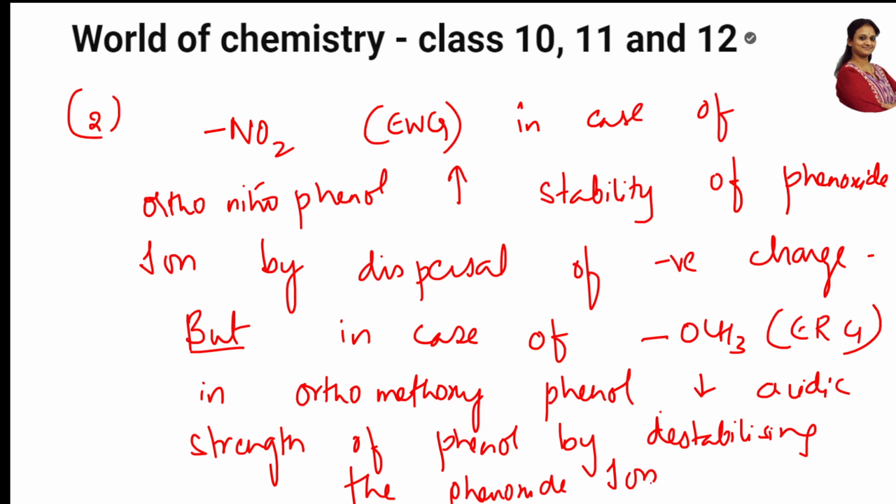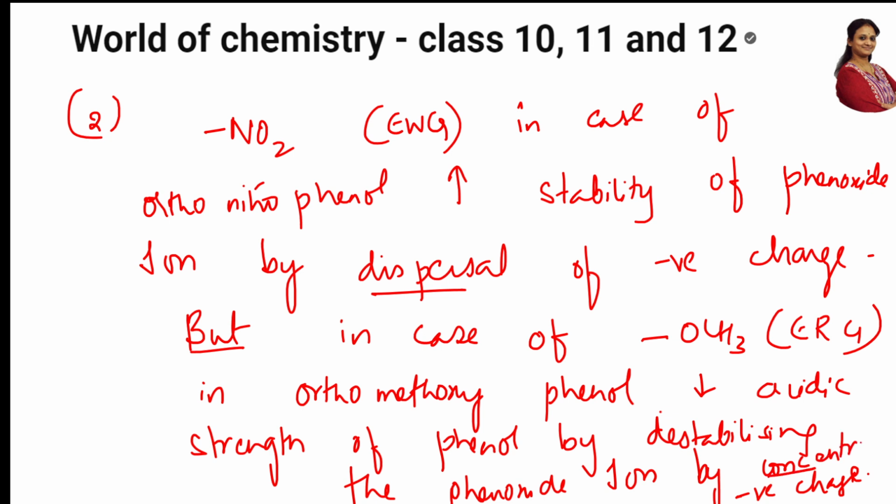By concentrating the negative charge. That is why ortho-nitrophenol is more acidic than ortho-methoxyphenol. So just write this: one group will disperse the negative charge, the other will concentrate the negative charge. See here, it will concentrate.